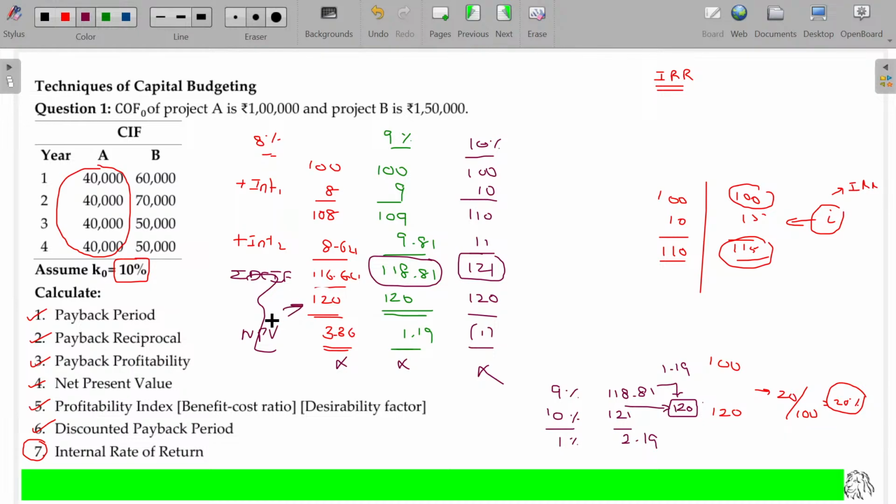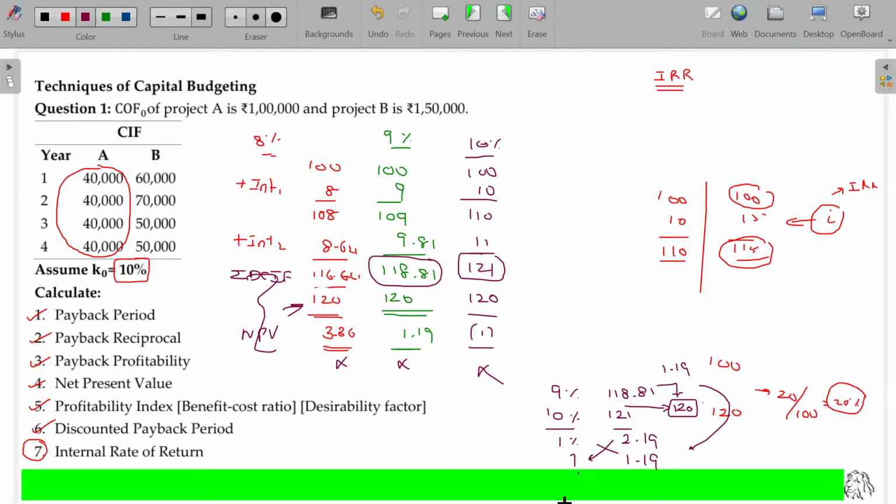9% gives 118, 10% gives 121. I don't want these two. I need 120. Then that 120 should be somewhere between 9 and 10. So from 9, how much do I still have to increase? 119. But if the rate increases from 9 to 10, the change is 2.19. But my required change is only 1.19. This is my required change.